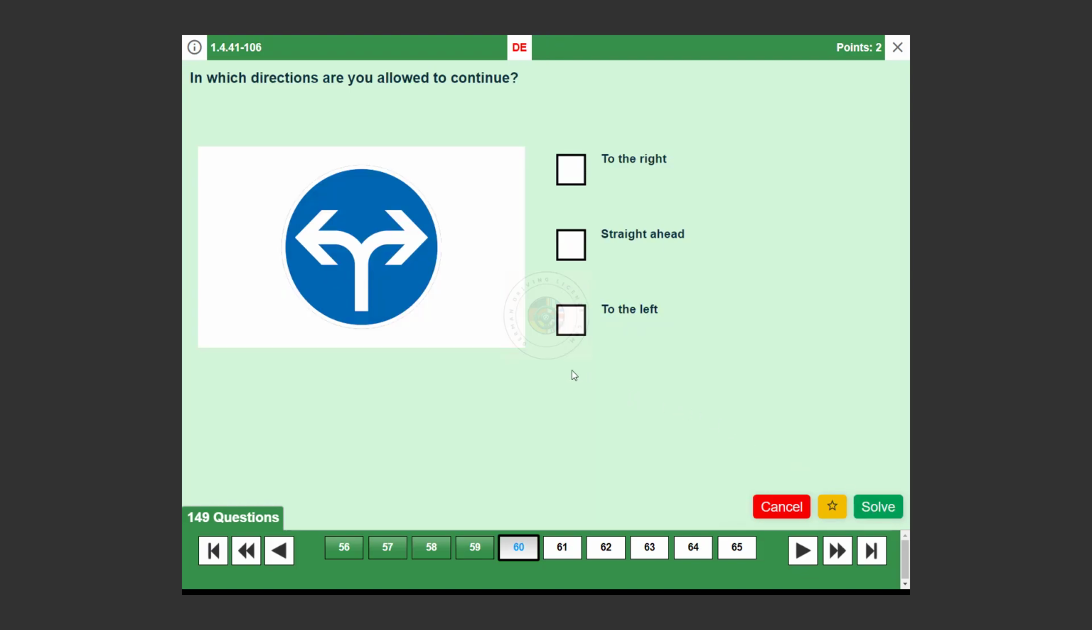Question number 60. In which directions are you allowed to continue? To the right. True. The sign permits turning right, guiding drivers towards the appropriate direction. Straight ahead. False. According to the sign, continuing straight ahead is not permitted. The allowed directions are either left or right.